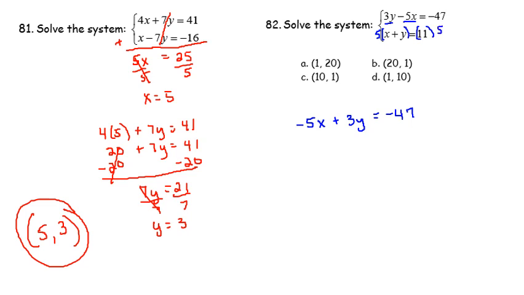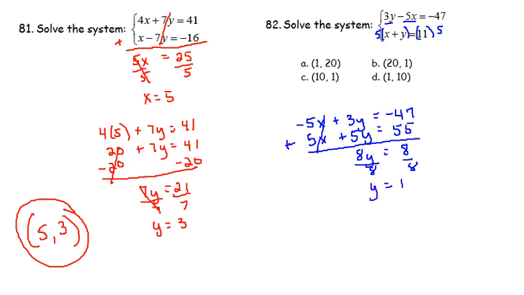Remember, you multiply everything on that bottom equation by 5. So that gives us 5x plus 5y equals 55. Okay, we are adding here. Those will cancel out. That gives us 8y equals 8. Divide by 8, and y equals 1. Now take that and plug it into either equation.